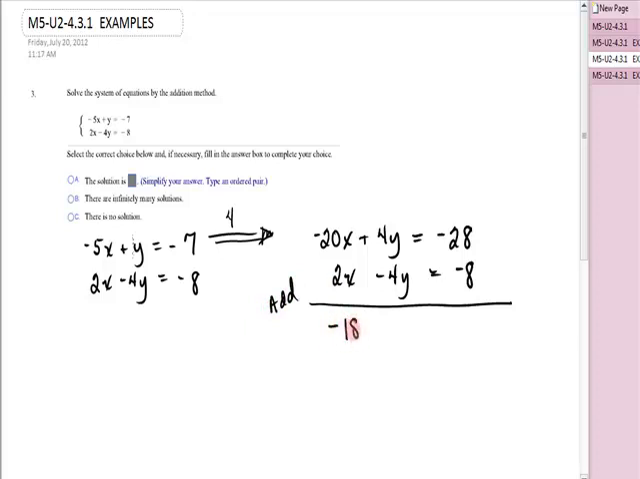That gives me negative 18x. The y's have canceled out, is equal to negative 36. Divide by negative 18, and x is equal to 2.